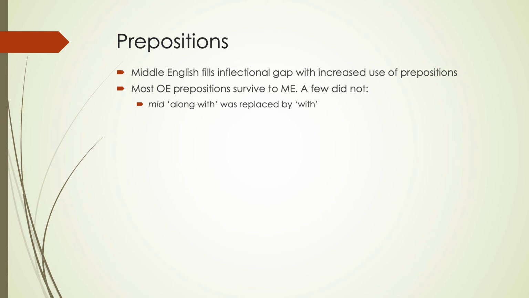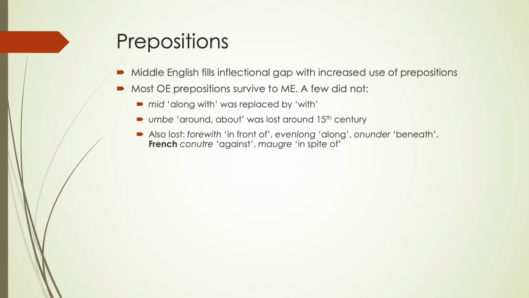So mid, for along with, was replaced with, so that one that was very Germanic. Umbe, for around or about, ended up going by the wayside. We also lose things like forth with, even long, on under. Some French ones that we had borrowed also sort of stopped being used by the end of the time period.